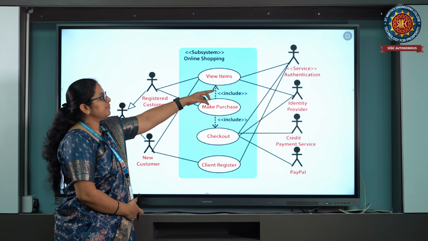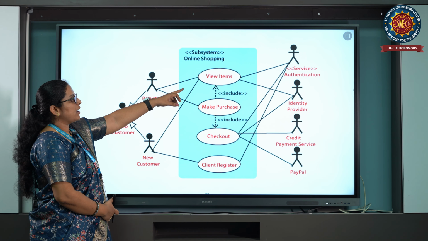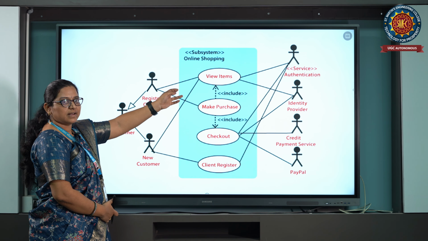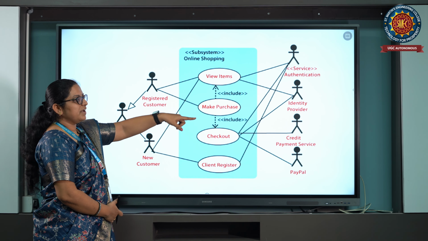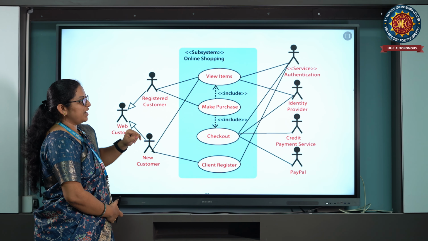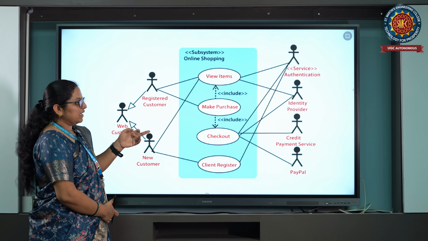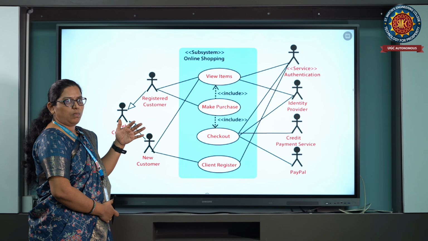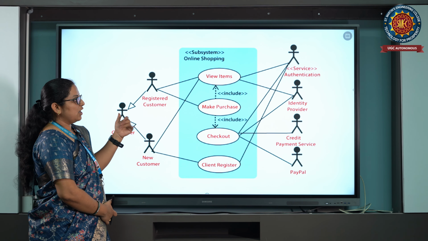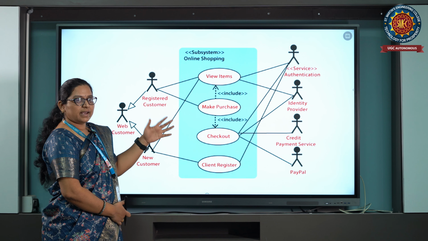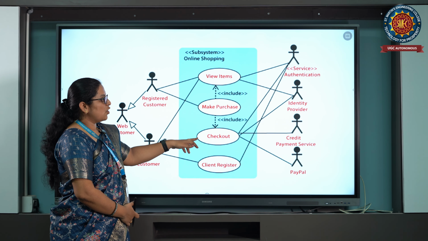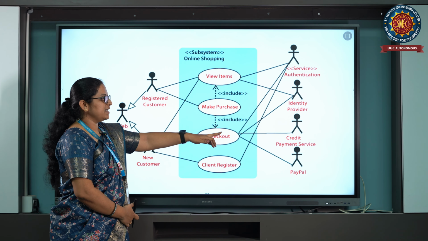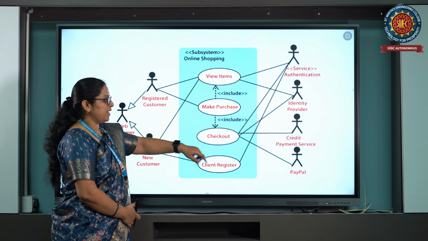Next, view the items. If the customer views the items, then authentication is there. It asks for authentication and then the identity provider. Next, checkout. In online shopping, after taking any product, they have to purchase. Then checkout in two steps, that is credit payment service and PayPal.